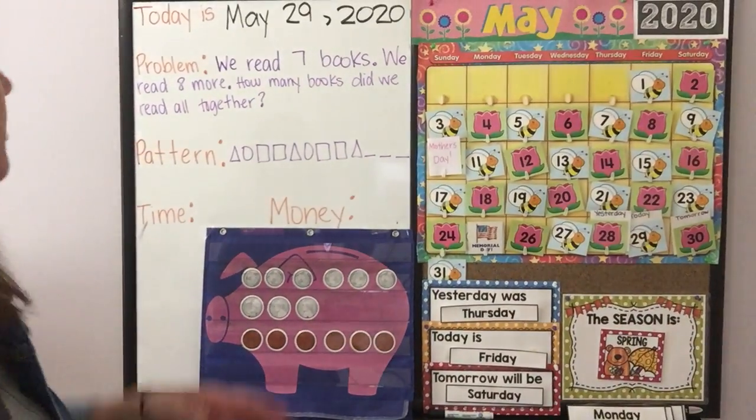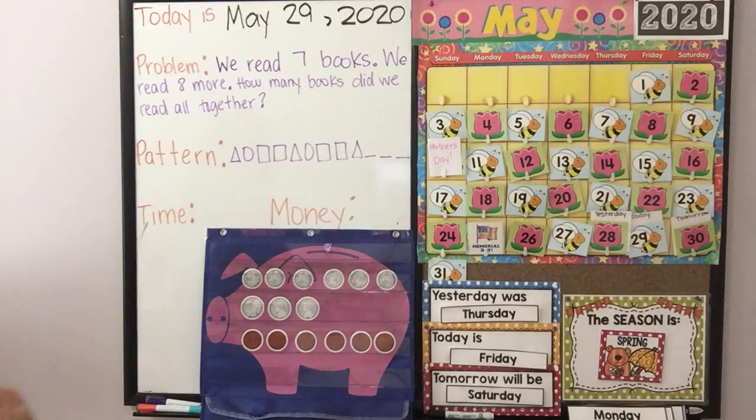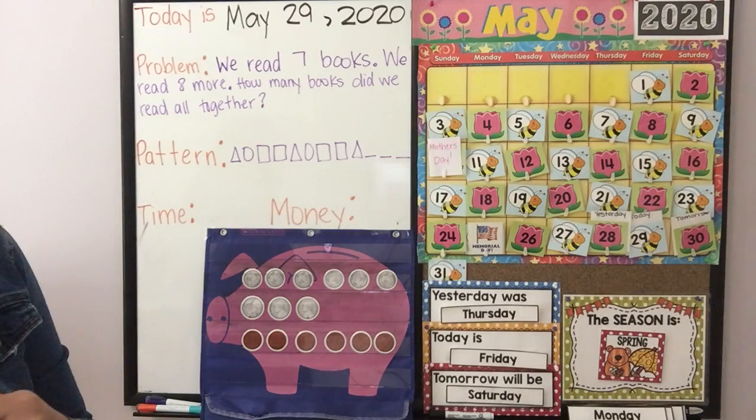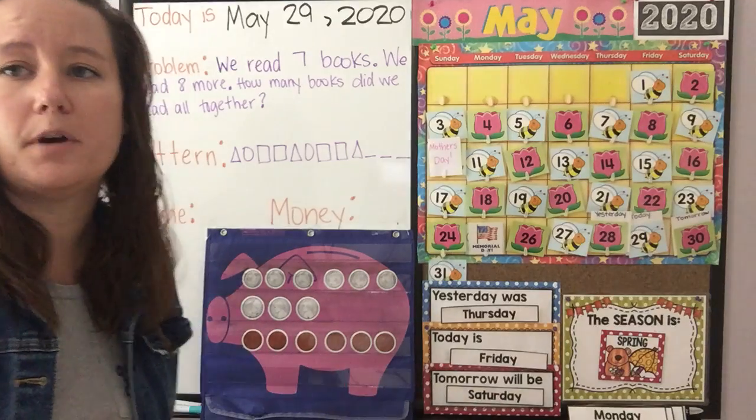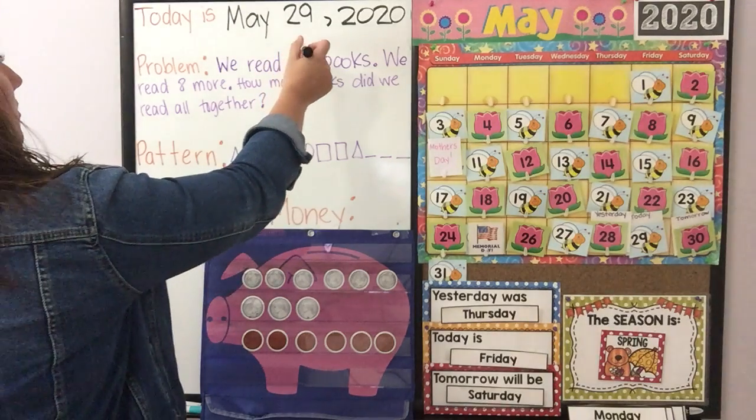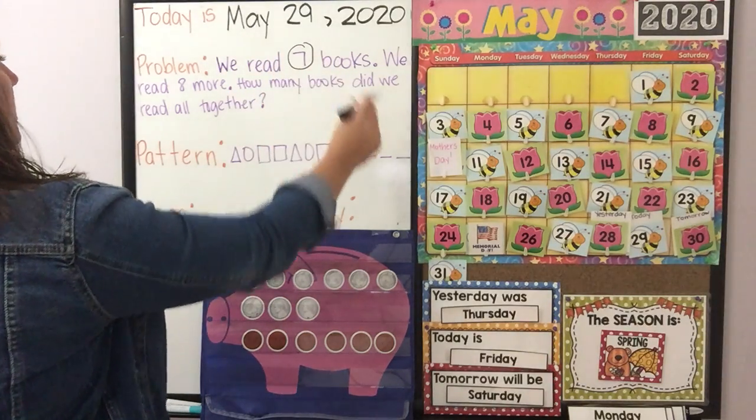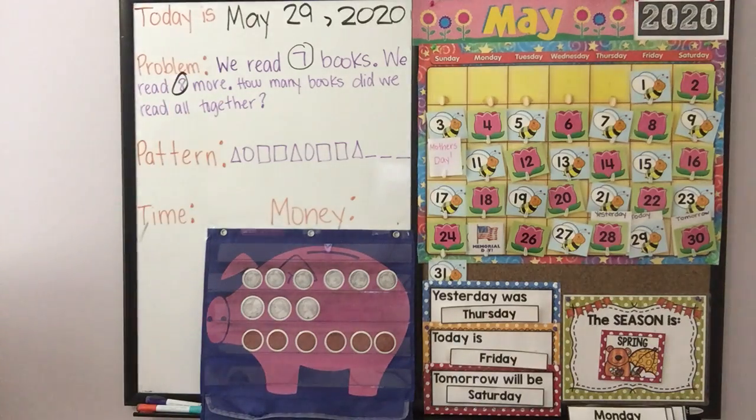Our problem says we read 7 books. We read 8 more. How many books did we read all together? Okay, so we have a story problem, a word problem today we're going to solve. So first, let's try to pull out the important numbers that we have. We read 7 books. We read 8 more, so we have 8. Our numbers that we're working with are 7 and 8.